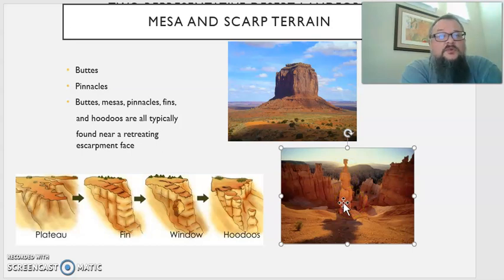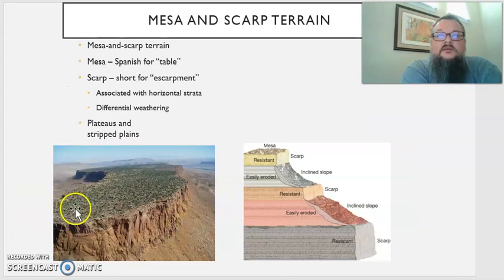All those words mean the same things: pinnacles, monuments, and spires. But they are all taller than they are wide. Again, buttes are as equally wide as they are tall, and mesas are wider than they are tall. See how long that thing is, but it's not that tall.